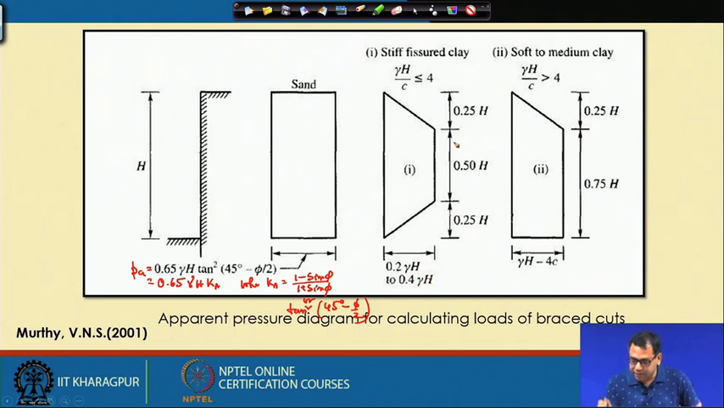If it is soft to medium clay, where gamma H divided by Cu is greater than 4, then we will use this distribution. The P A value is gamma H minus 4 Cu, with a minimum of 0.3 gamma H. We can also take the average value of P A equal to 0.3 gamma H, because this is the average value.